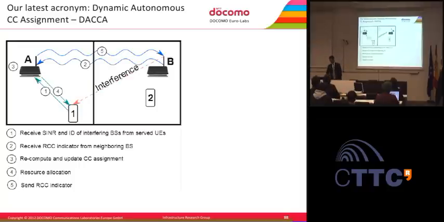And the scheme is very simple. So the UE makes the measurement. It receives the SINR and the identity of its interfering base station, and it feeds that back to its serving base station. The serving base station at the same time receives an indicator from its neighbors saying do not use this component carrier. Then it basically recomputes its component carrier assignment, does the resource allocation, which uses the PDCCH, which I told you about, and finally sends a reserve component carrier indication to its neighbors. So that's how the process looks.